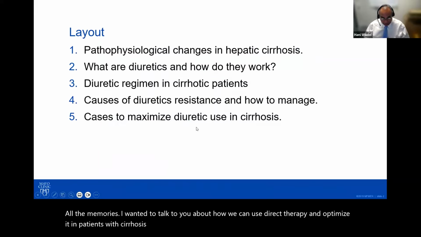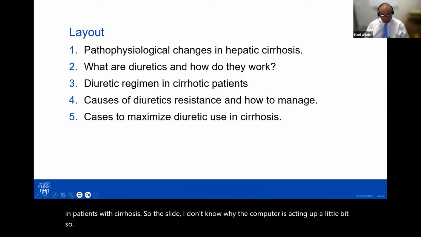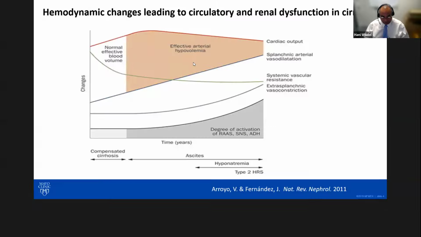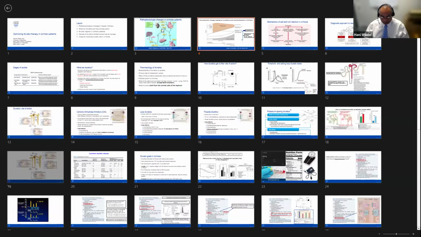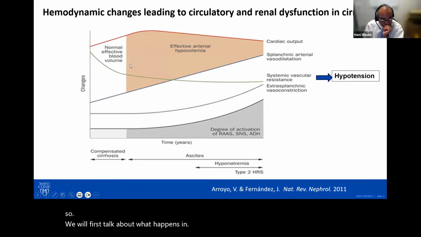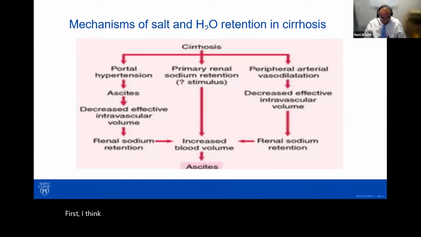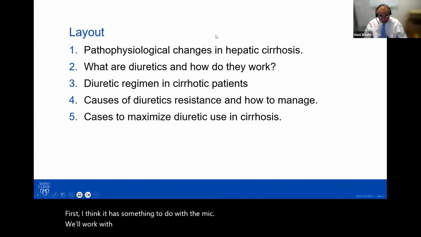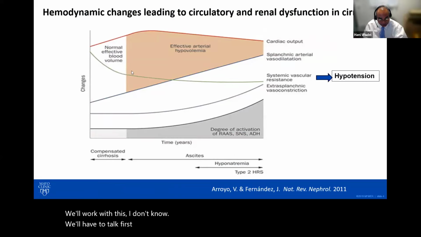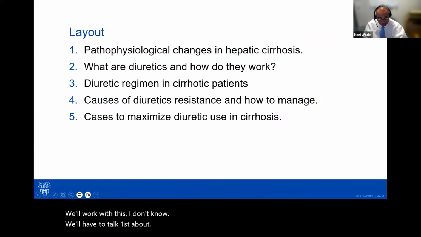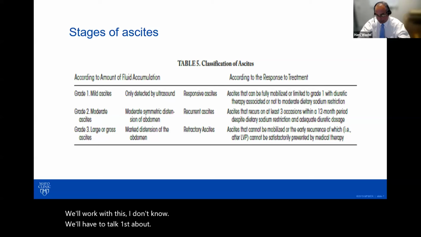So the slide, I don't know why the computer is acting up a little bit. Well, first, I think it has something to do with the mic. We'll work with this. I don't know.